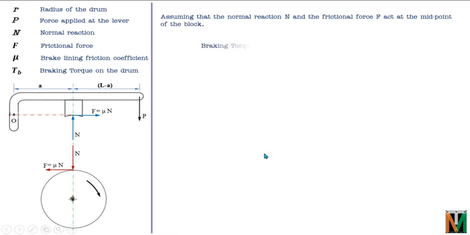Now, assuming that the normal reaction and the frictional force act at the middle point of the block, which we have already discussed earlier, the braking torque on the drum will be equal to frictional force into radius. The frictional force is nothing but mu into N, as seen here, and the radius is R. So the braking torque on the drum will be TB equal to mu into N into R.